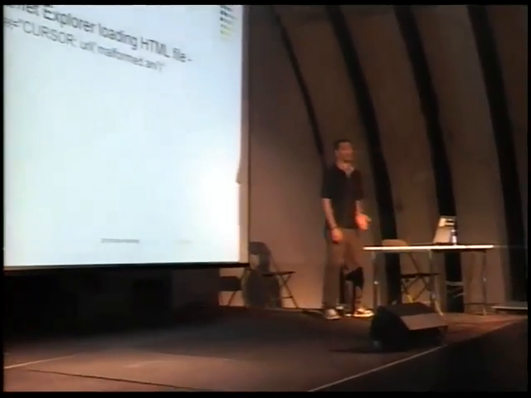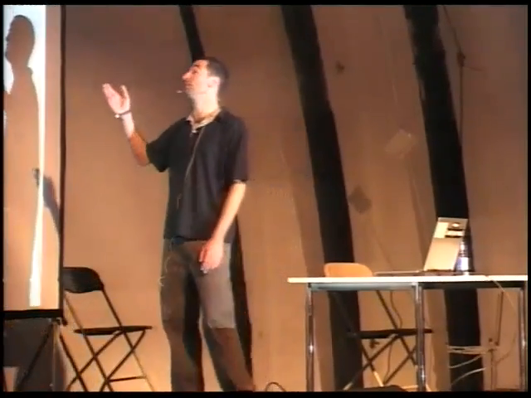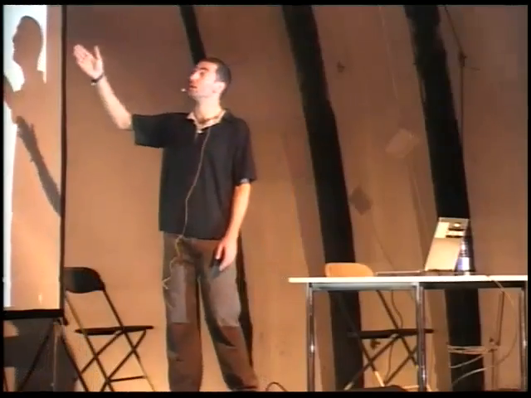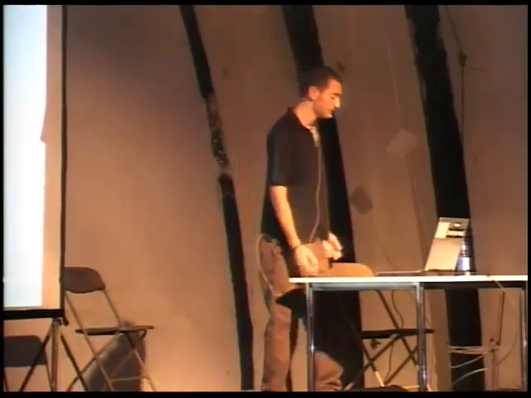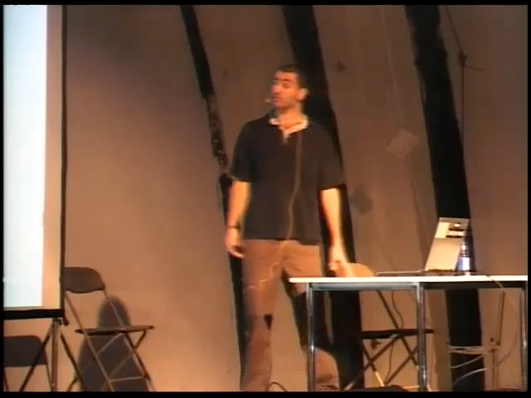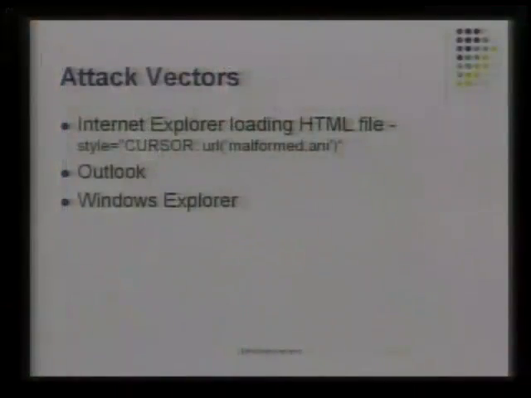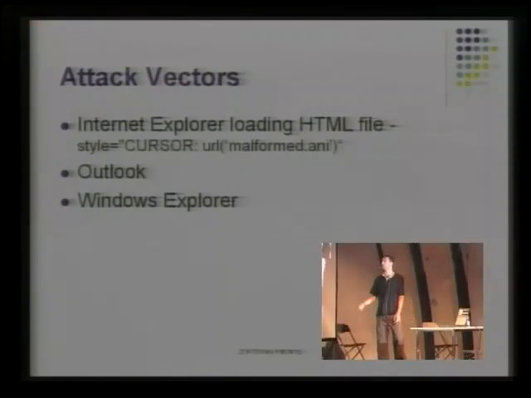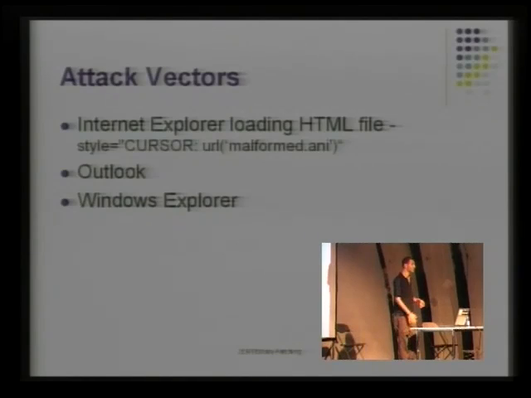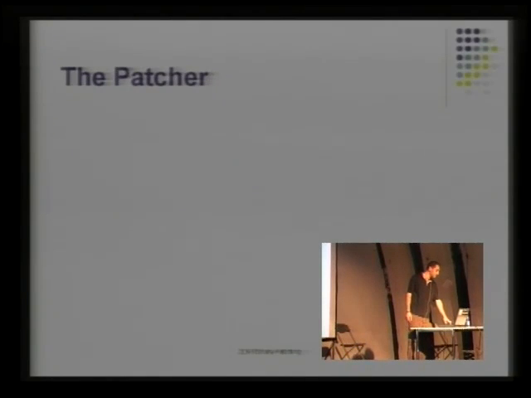So the attack vectors. Actually, Internet Explorer can load the file really easily with style cursor, URL, malformed ANI, and you don't have to do anything else. And of course, Outlook is vulnerable too because it can run HTML, because it parses HTML, and Windows Explorer, the shell itself, because if you have an .ani file in the folder, shell will show you the thumbnail of this icon and parse the file, and the code will get executed.